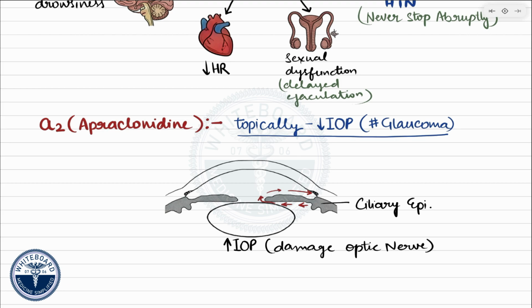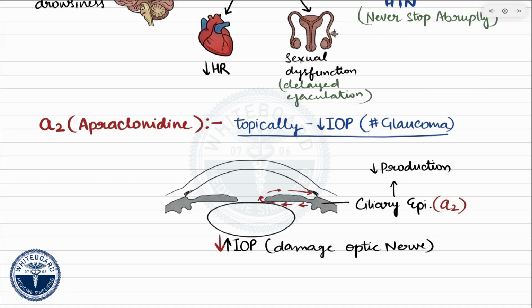Apraclonidine helps lower intraocular pressure primarily by stimulating alpha-2 receptors on the ciliary body, which reduces the production of aqueous humor. As less aqueous humor is formed, the amount of fluid inside the eye decreases, causing intraocular pressure to fall. Some studies also suggest that apraclonidine may slightly increase uveoscleral outflow, but its main mechanism is the reduction of aqueous humor production.